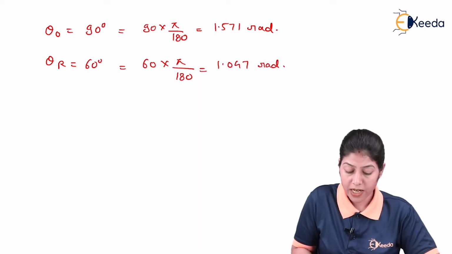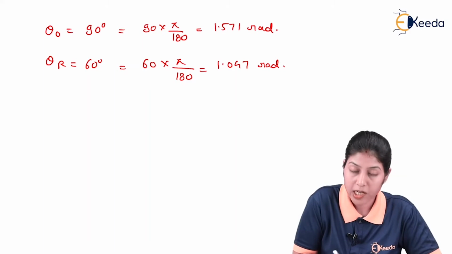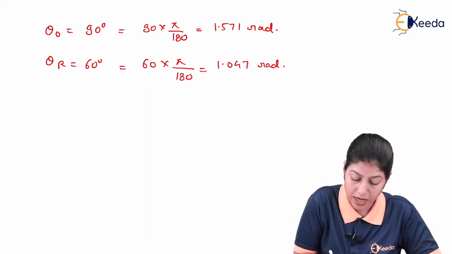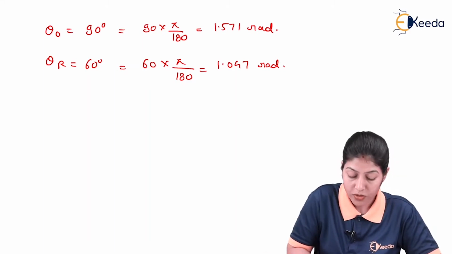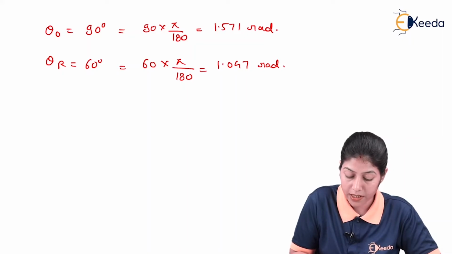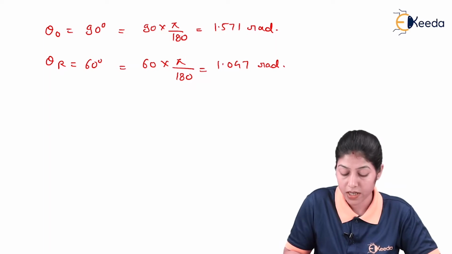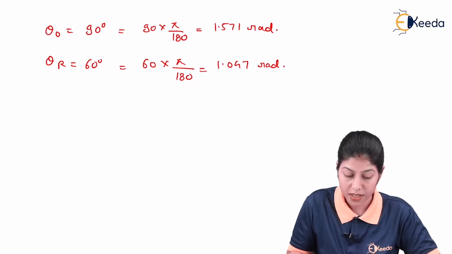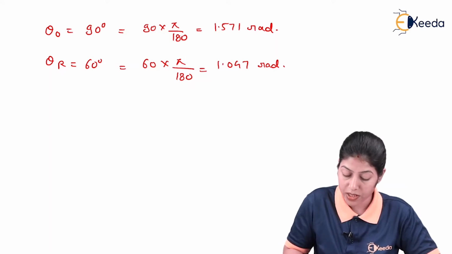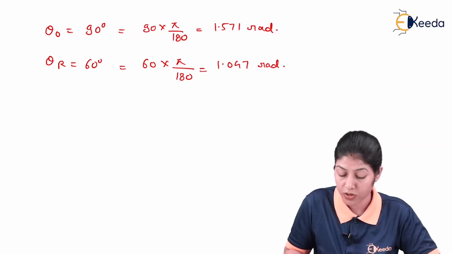So first we will convert the outstroke. This theta naught is representing outstroke and theta r is representing the return stroke. So we will convert these angles, 90 degree and 60 degree, into radians. So it will be 90 into pi by 180, so it will be 1.571 radians. And this theta r, it will be 60 into pi by 180, so it will be 1.047 radians.